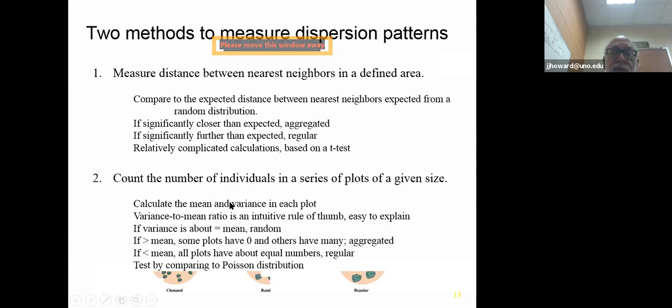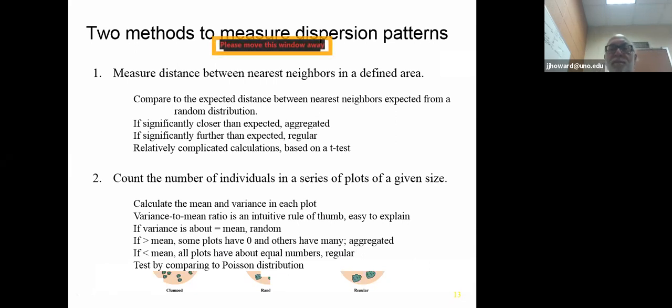Okay, if you calculate these two things and you divide the variance by the mean, the variance to mean ratio, as we call it, is a really intuitive little rule of thumb, and it's really easy to explain. So if the variance is about equal to the mean, that's a random distribution or dispersion pattern. If it's much greater than the mean, then high variance means that the numbers are all over the place. So some plots will have 0 and others will have many. Well, that's aggregated. And if the variance is much lower than the mean, it means that all of the plots have about equal numbers. And that's a regular dispersion pattern.